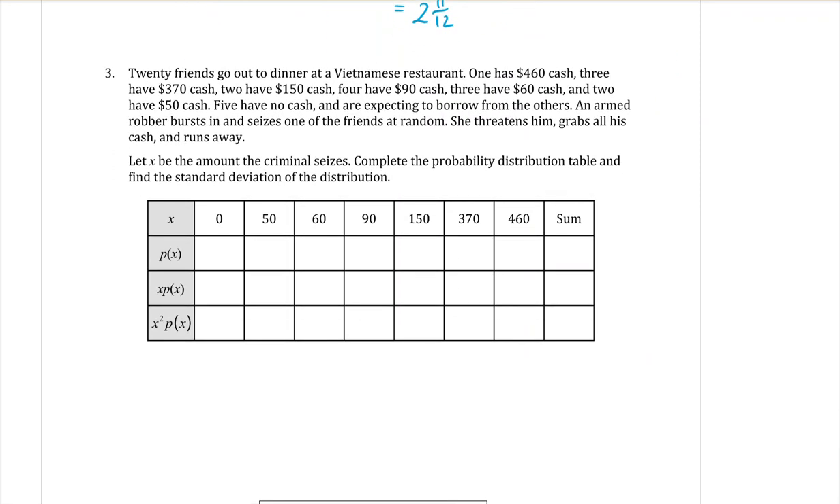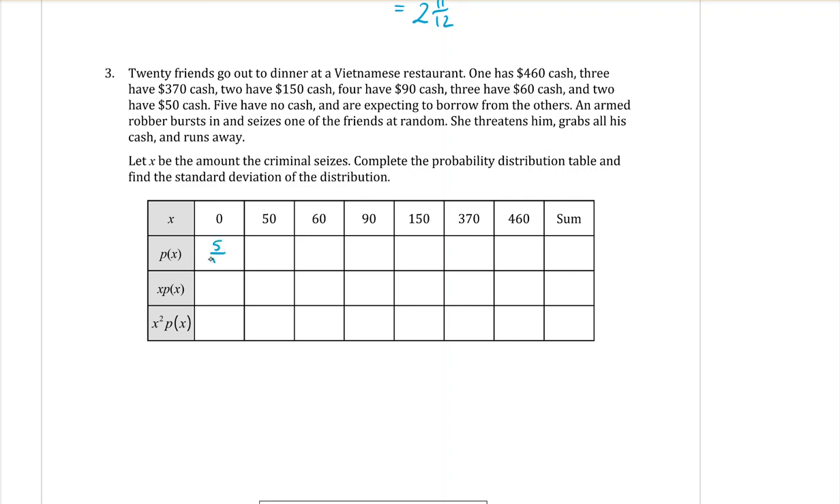Here are our 20 friends back at the Vietnamese restaurant. Same question as yesterday, but now we want to go a step further and find the standard deviation of the distribution. So we know we need variance before we can work out standard deviation. Hopefully you remember this question. We had 20 friends that all had different amounts of money they'd brought along to the shop, and the robber comes in and steals somebody's money, and we worked out the expected value that they were going to get. So we had the probabilities.